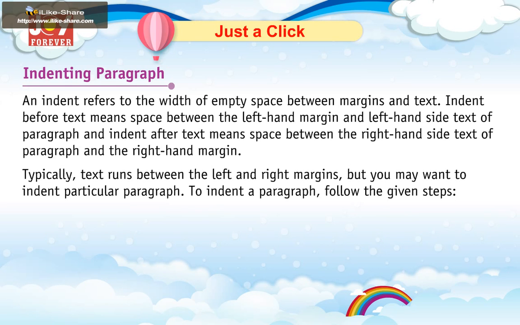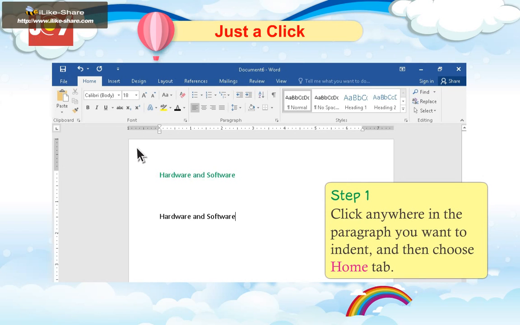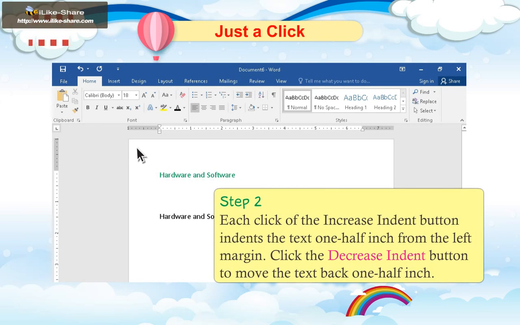To indent a paragraph, follow the given steps. Step 1. Click anywhere in the paragraph you want to indent. Then choose Home tab. Step 2. In Paragraph Group, click Increase Indent. Each click of the Increase Indent button indents the text 1/2 inch from the left margin. Click the Decrease Indent button to move the text back 1/2 inch.